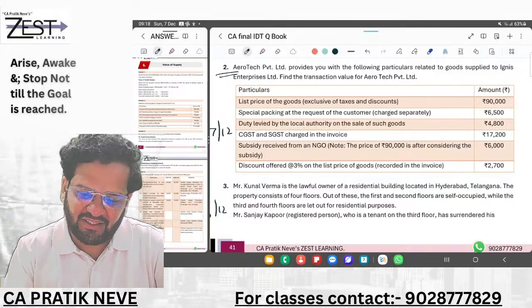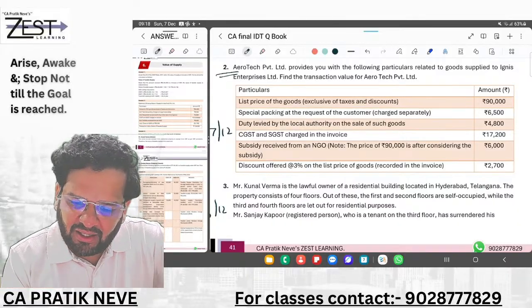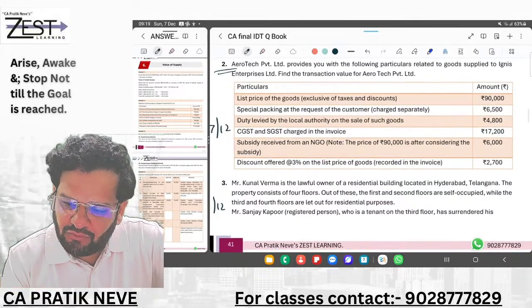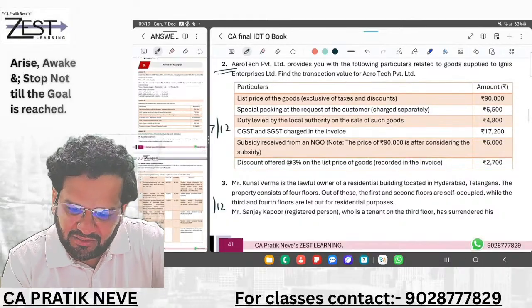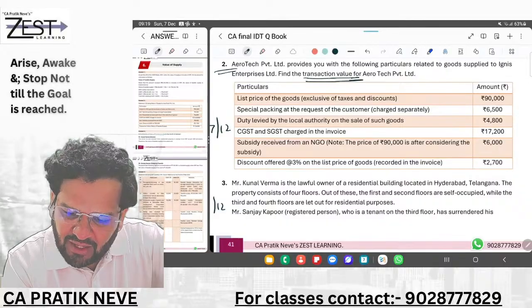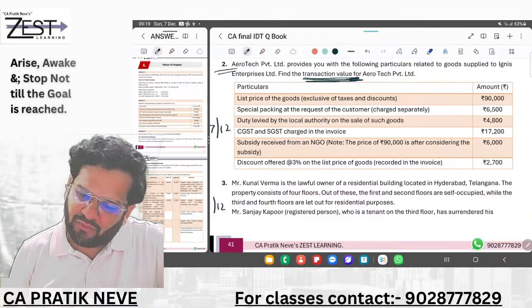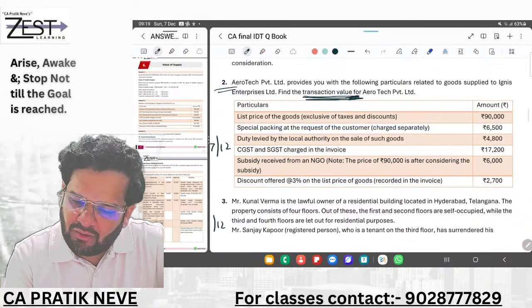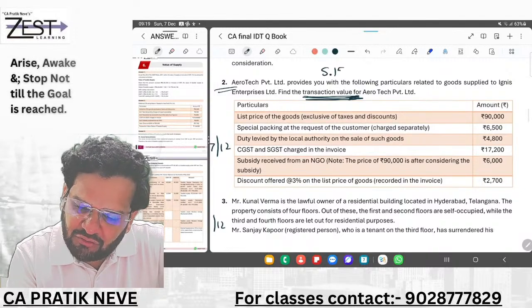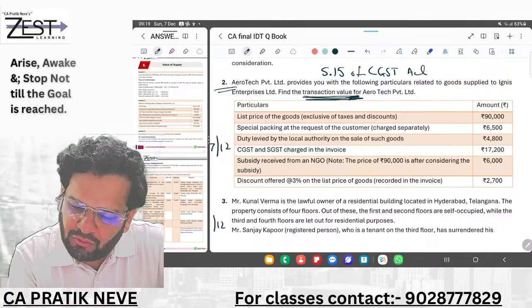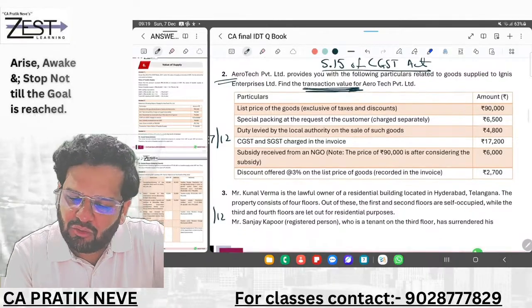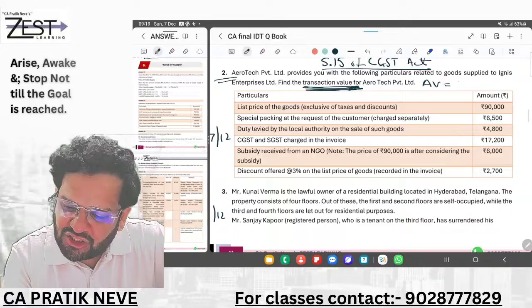Okay, let's see now. Aerotech Private Limited provides the following particulars related to goods supplied to Ignis Enterprises Limited. Find the transaction value. You have to find the assessable value. So, valuation is as per Section 15 of the CGST Act. Remember all of you, assessable value shall be the transaction value.